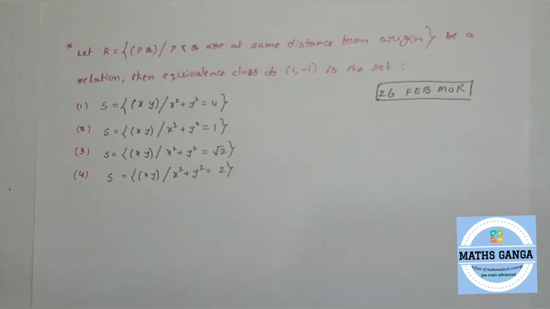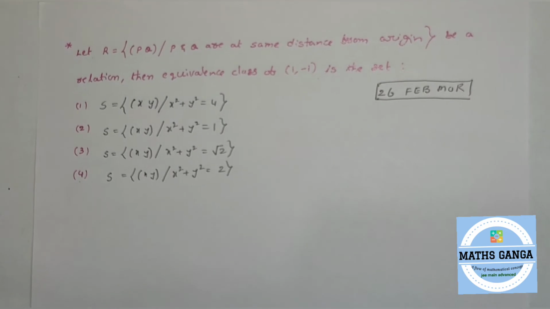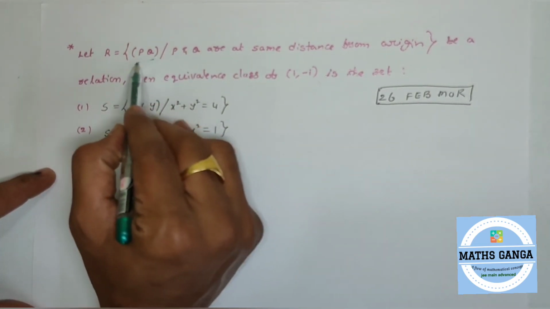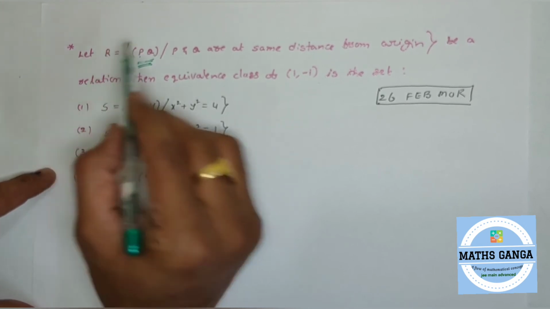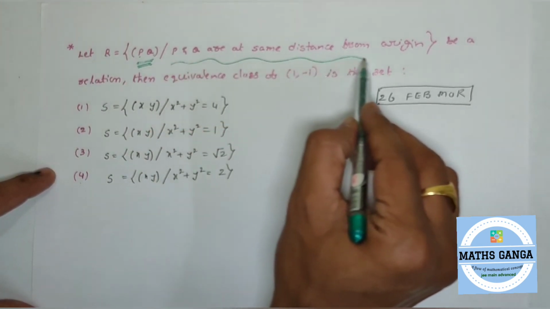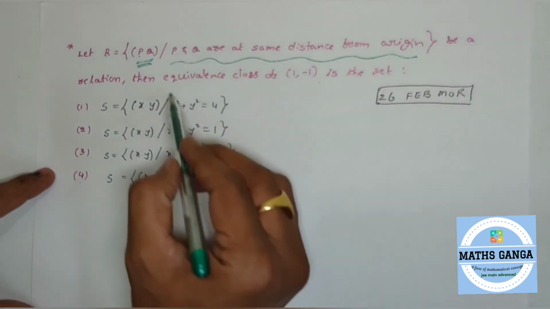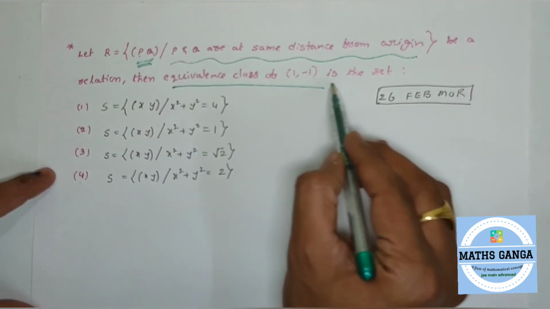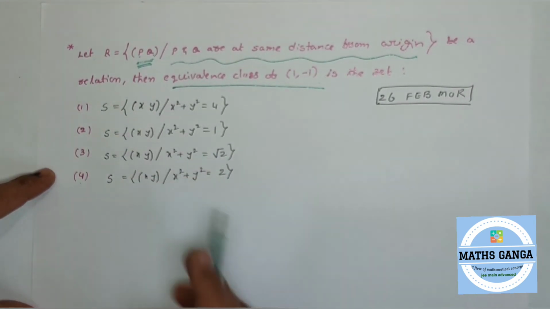Look at the problem. The question is from relations, asked in the 26th February morning session of JEE Mains 2021. See, a relation is mentioned in the problem. R is the relation which contains the points P comma Q, and we say that P and Q are in relation if they are at the same distance from the origin. We need to find the equivalence class of 1 comma minus 1 among the options.